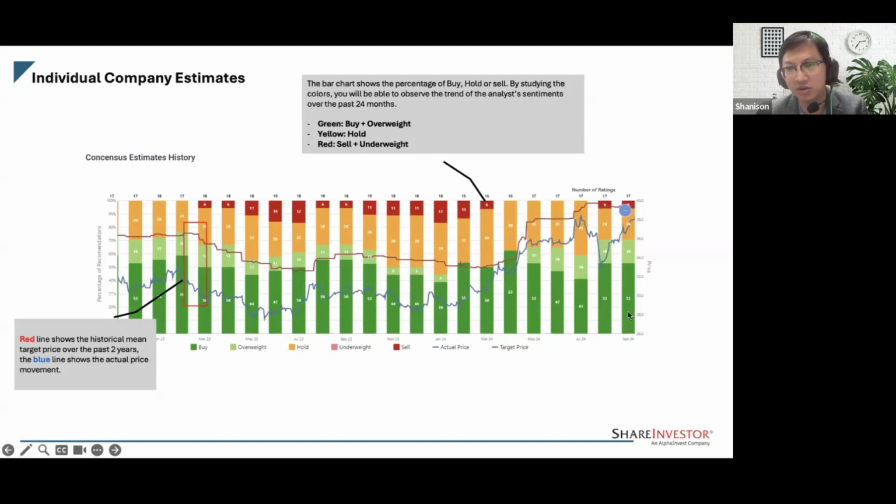So one example here: let's say the last bar, September 2024. There are 53 buy ratings on this company, and 18 overweight ratings, and 24 hold ratings. And the red color represents sell, which is 6 ratings, 6 research analysts say sell for this. So basically, this is how you interpret the charts.